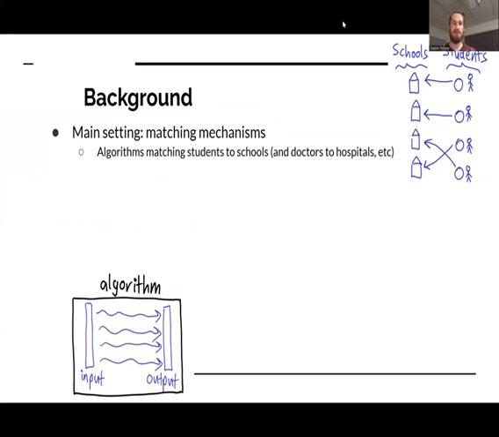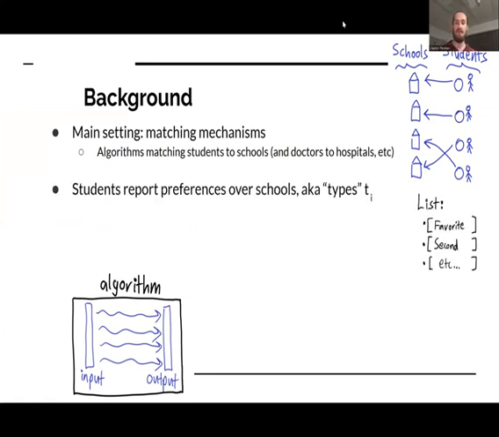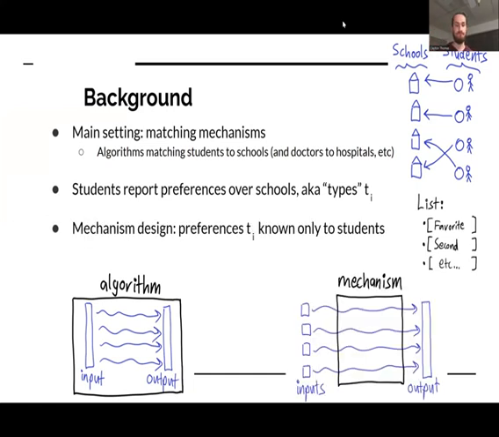So I'll mostly talk in this talk about matching mechanisms. These are algorithms matching students to schools or doctors to hospitals, workers to firms, etc. These are really widespread mechanisms. And in these settings, students report their preferences over the schools, also known as their types, which I'll write as Ti. These are ostensibly a list of the students' favorite, second, third favorite, and so on school.